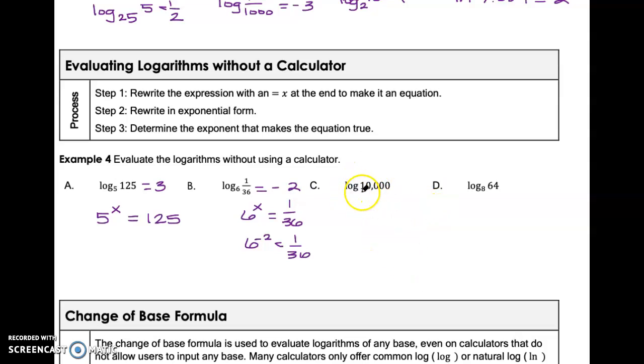For part C, we have log base 10, so common log, it's not written. So again, 10 to some power is going to equal 10,000.